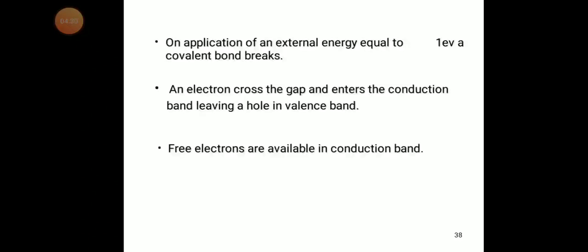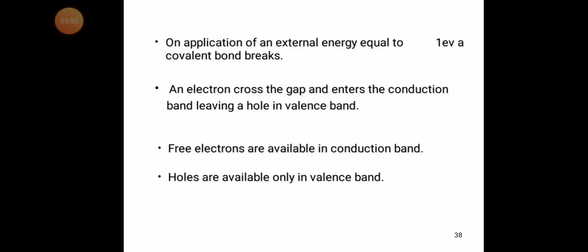The first one is the application of external energy. When an external energy equal to 1 electron volt is applied, a covalent bond breaks. If we apply 1 electron volt, the covalent bond will be broken. When the covalent bond breaks, an electron crosses the gap and enters the conduction band, leaving a hole in the valence band.